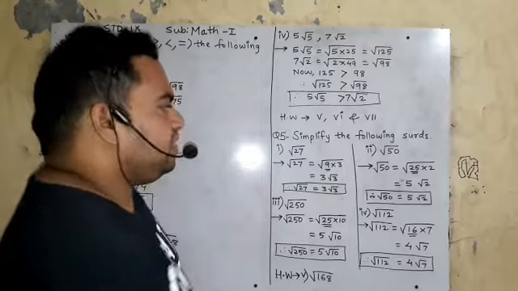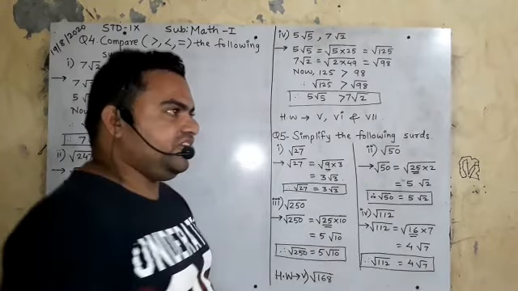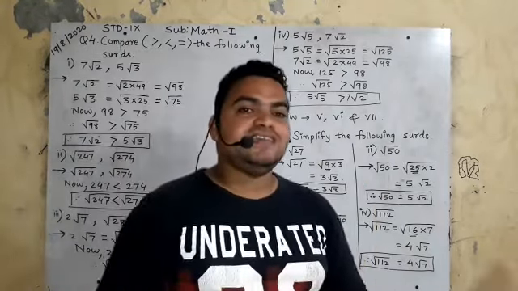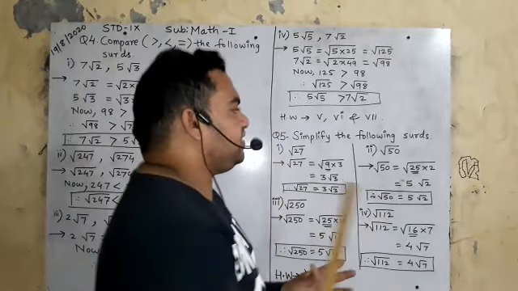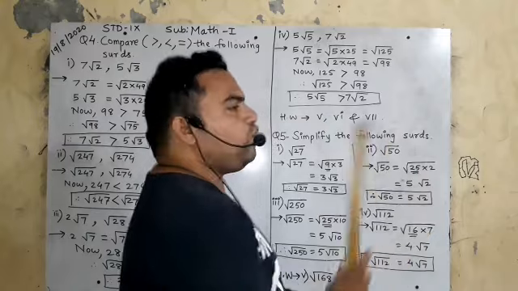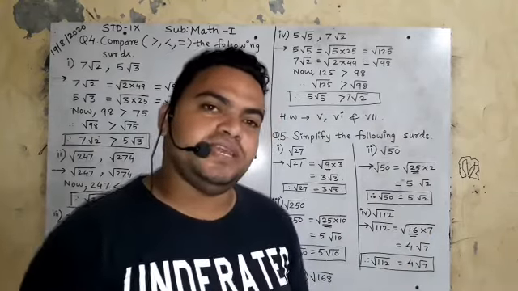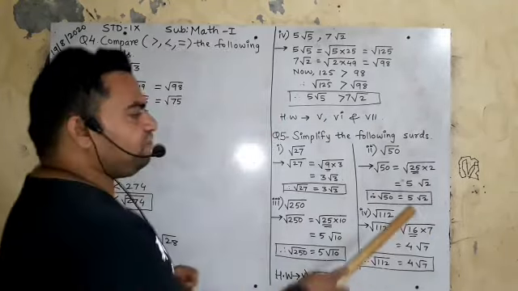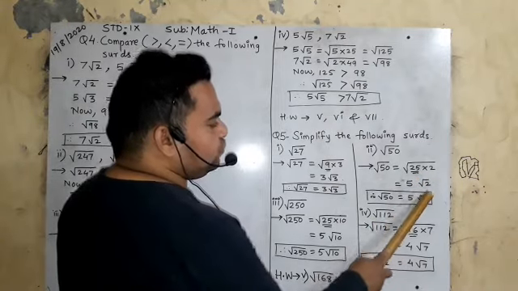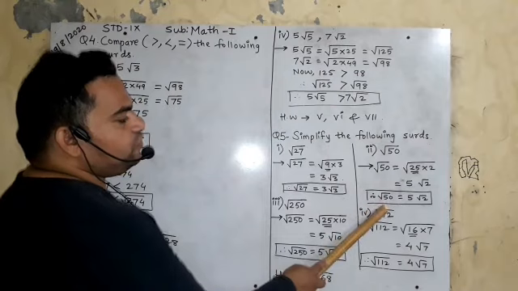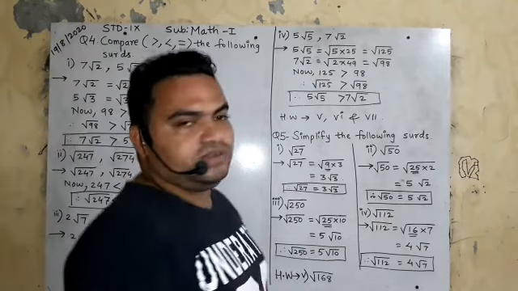Is it clear? Now see this second one, square root 50. We will expand, we will factorize this number, this third. We will simplify it. 25 twos are 50. Why will we take 25 only? Because 25 is the perfect square of 5. So this 25 will come out in the form of 5 and this 2 will be as it is. So square root 50 is 5 square root 2.